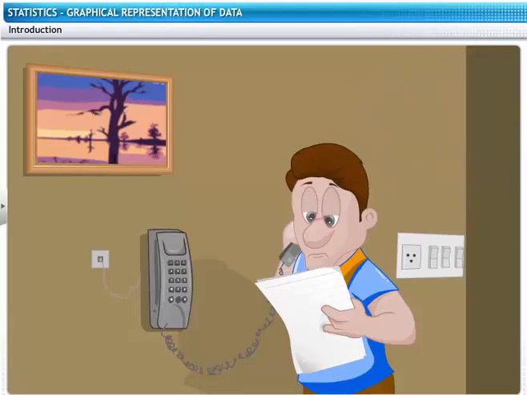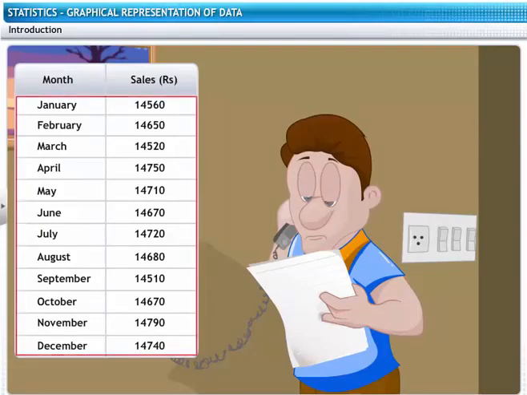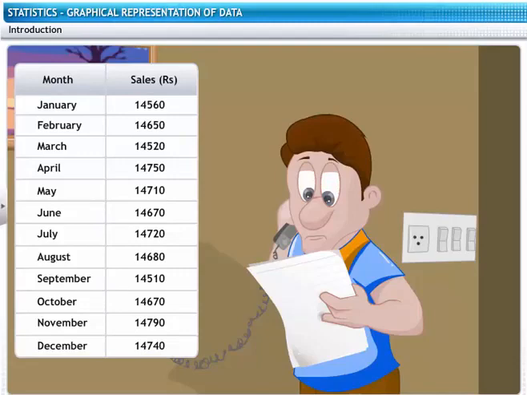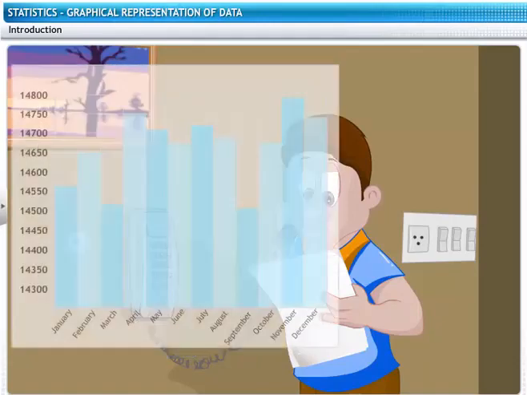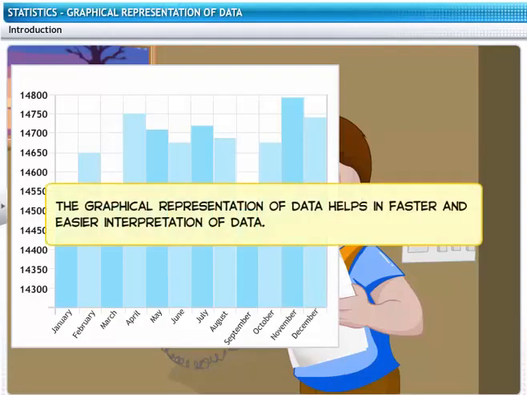You just have 10 seconds to spot the month in which maximum sales were made. Quite difficult, right? If the amount of numerical data is large, interpreting it quickly is difficult. Is there an easier and quicker way to interpret data? Yes, there is. Data can be represented as graphs for quick and easy interpretation.